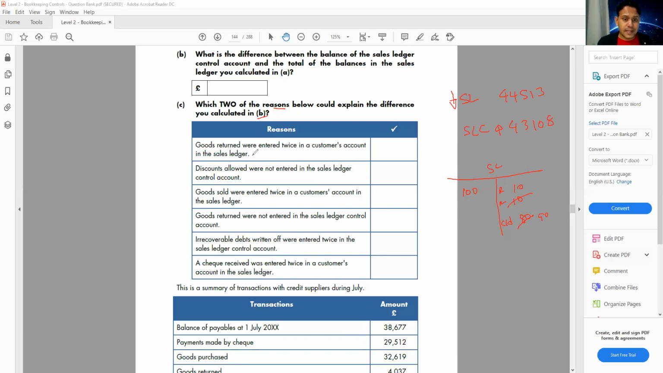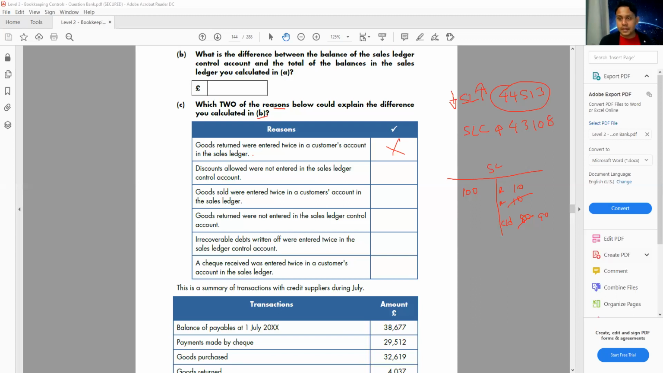So if I pick this reason, that means my sales ledger balance will go more up. You think we should pick this reason? No, isn't it? Because the sales ledger is already more. You don't want to make it more than the sales ledger control. So we need to find the reason that makes it go down. We said no, that cannot be the reason. Because of this reason, my sales ledger will give you more balance c/d. So it's not a reason.